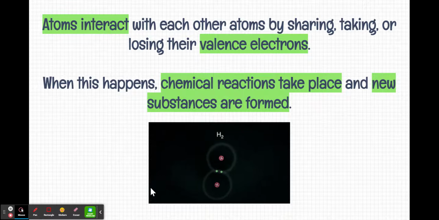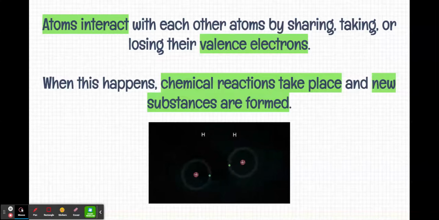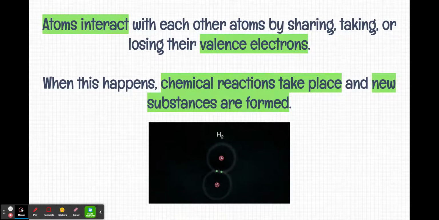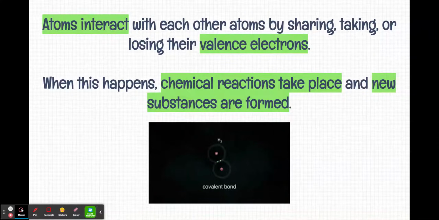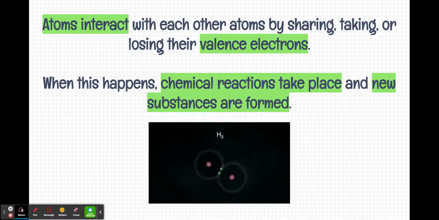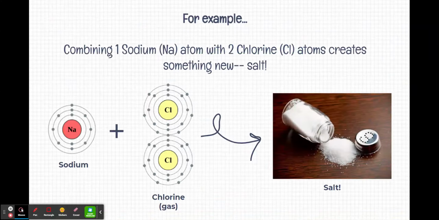So atoms interact with each other to form new compounds and molecules, and they interact with each other by sharing, taking, or losing their valence electrons. Remember, valence electrons are those electrons in the outermost energy level, the ones farthest from the nucleus. So when they interact, chemical reactions take place, and like I mentioned, new substances are formed. Like, for example, if a sodium atom and two chlorine atoms interact, it creates something that we all know as salt.